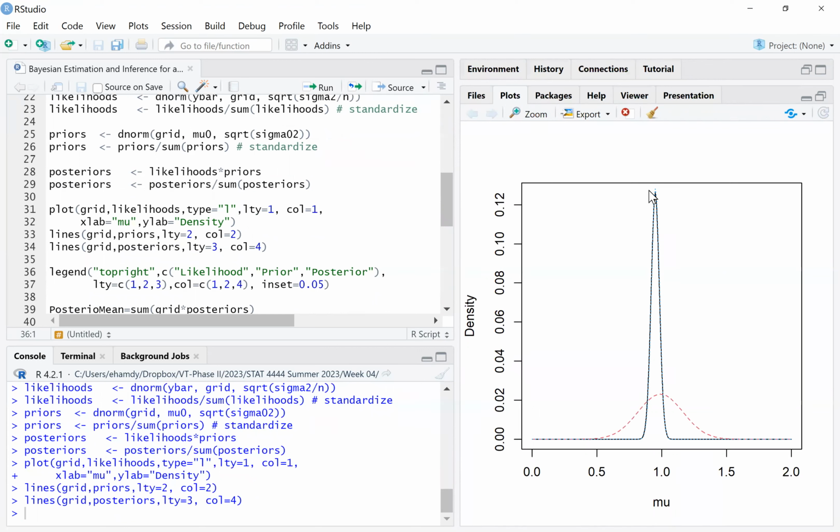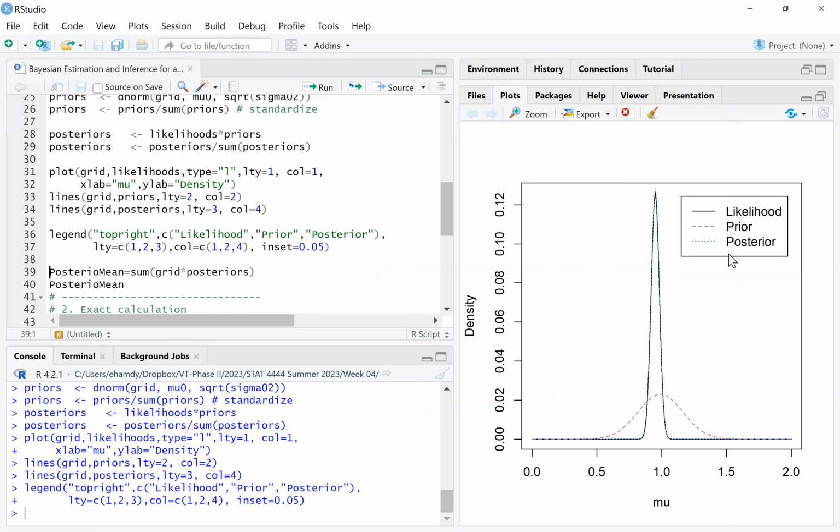Looks like almost equal to the prior, the likelihood. Looks like the likelihood dominated the estimation. See, but there are a little bit difference between these two. And this is, I can add some legend for the likelihood, prior, posterior.